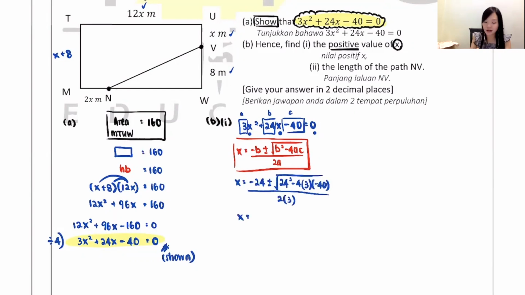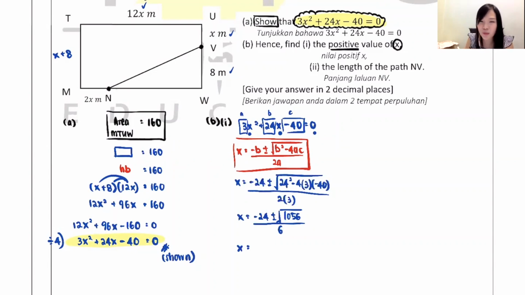Okay, so I press calculator. Negative 24 plus minus square root of 24 squared minus 4 times 3 times negative 40. Inside the square root is 1056. Bottom is 6. To answer again, negative 24 plus square root 1056 divided by 6.